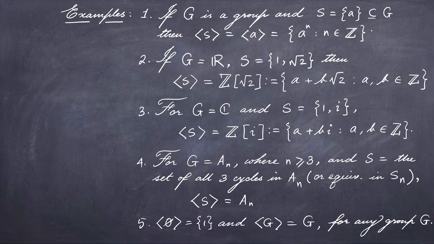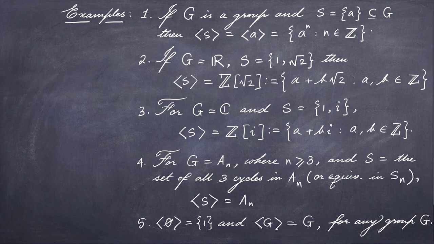Similarly, when G is C and S is 1, i, then the subgroup generated by S is Z[i]. This is called the ring of Gaussian integers. You don't have to bother about the name. This consists of all complex numbers whose real and imaginary parts are integers.